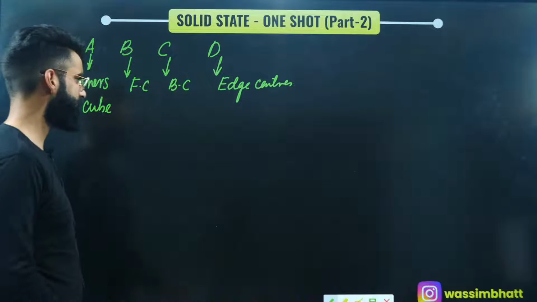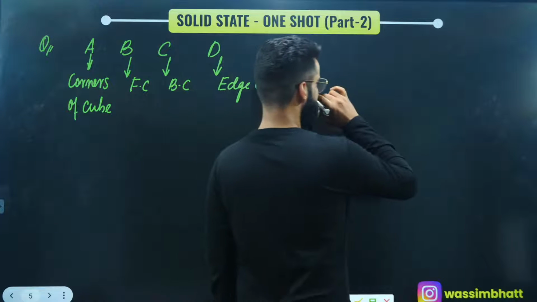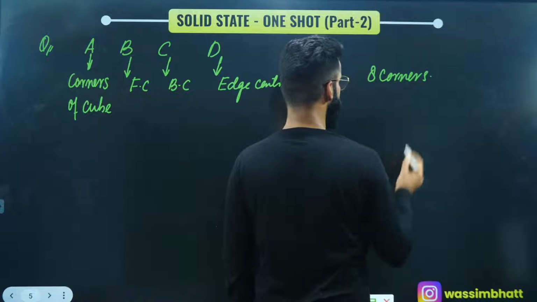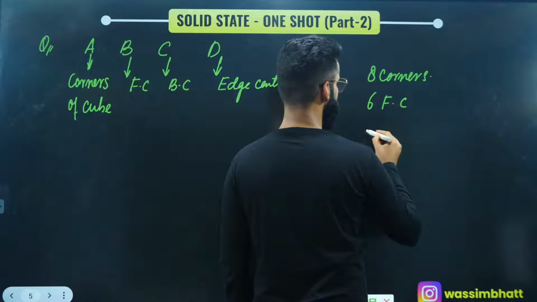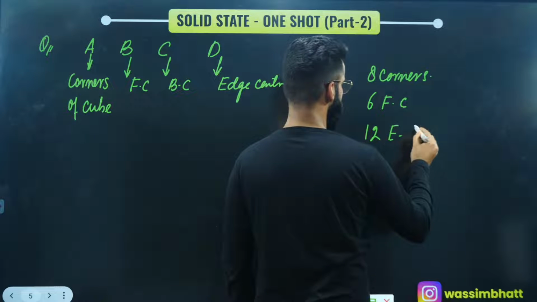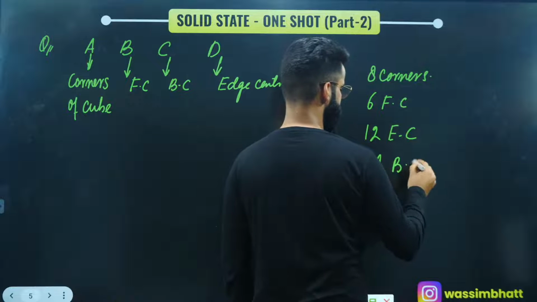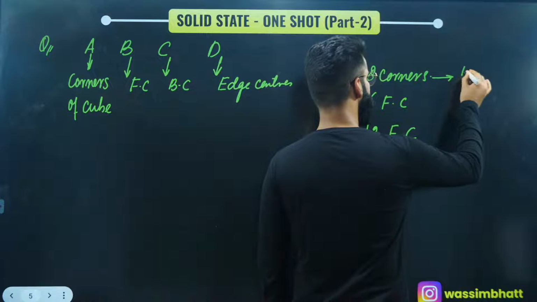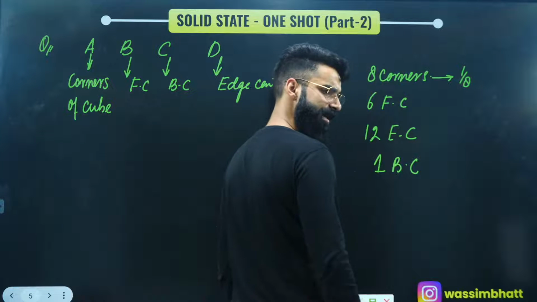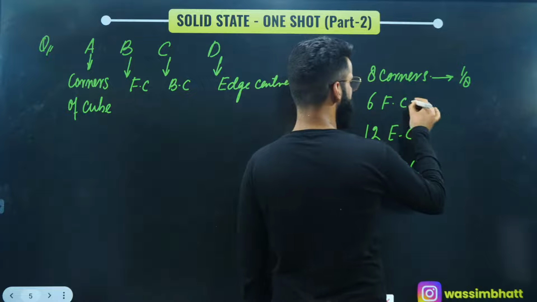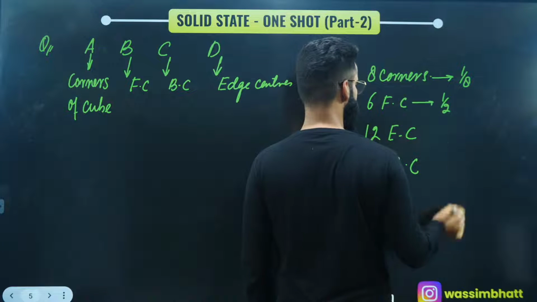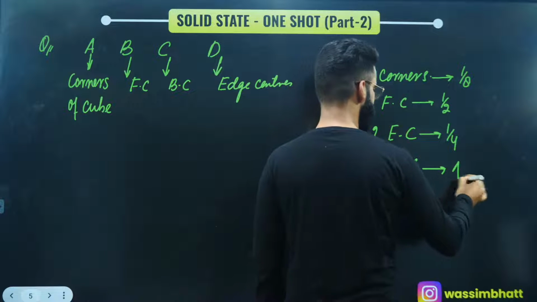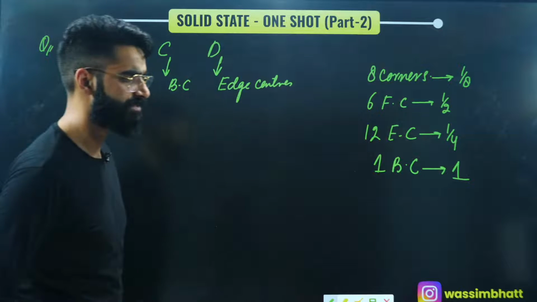Very simple. See guys, in a cube, you have got 8 corners, 6 face centers, 12 edge centers, and 1 body center, right? This is something which you all must be knowing. The contribution of the corner particle towards the cube is 1/8, right? The contribution of face-centered particle towards the cube is 1/2. The contribution of edge-centered particle towards the cube is 1/4. The contribution of the body-centered particle towards the cube is 1. That's something which we have discussed earlier as well, right?